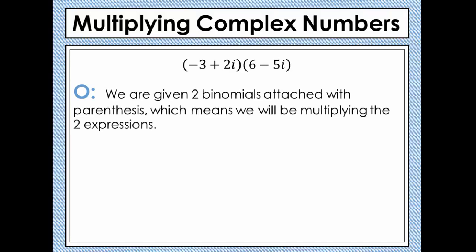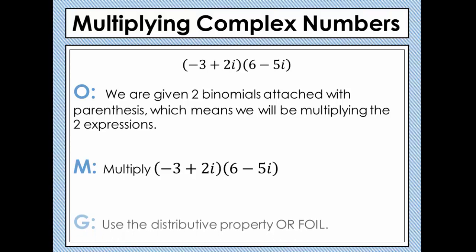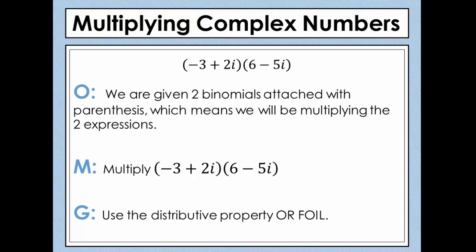The first thing we observe is that we are given two binomials that are attached by parentheses. When this scenario happens, that means those two parentheses are going to need to be multiplied. So that's our mission, to multiply the two binomials. Our game plan is to use the distributive property or FOIL if you're more comfortable with that acronym.